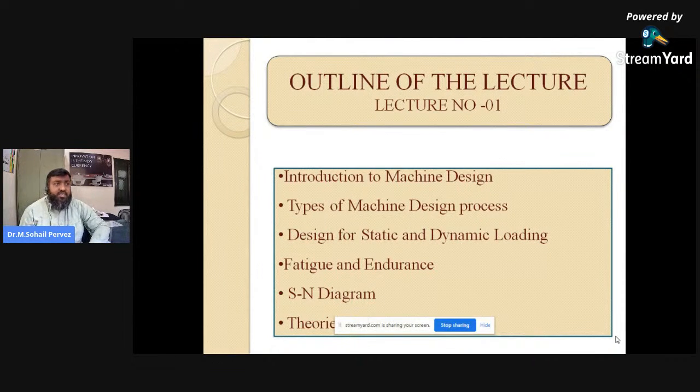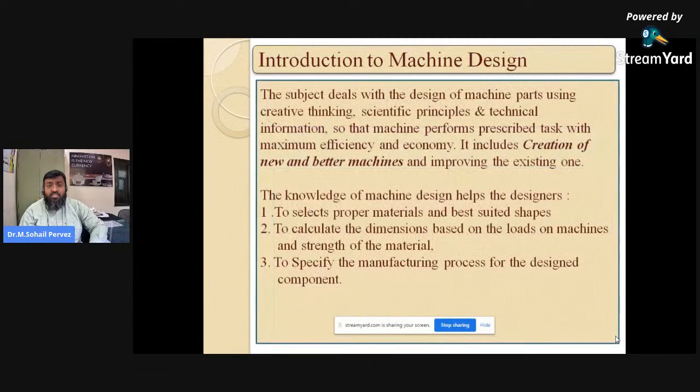So, as far as machine design is concerned, first of all, we must know the basic meaning of a machine. As we all might have gone through the basic definition, that is the creation of new and better machines and improving the existing one, that is called machine design. But what is a machine? A machine converts one form of energy into another form. Now, when we say machine design, the subject deals with the design of machine parts using creative thinking, scientific principles, and technical information, so that whatever task we have prescribed to that particular machine should be accomplished by that machine with maximum efficiency and economy.